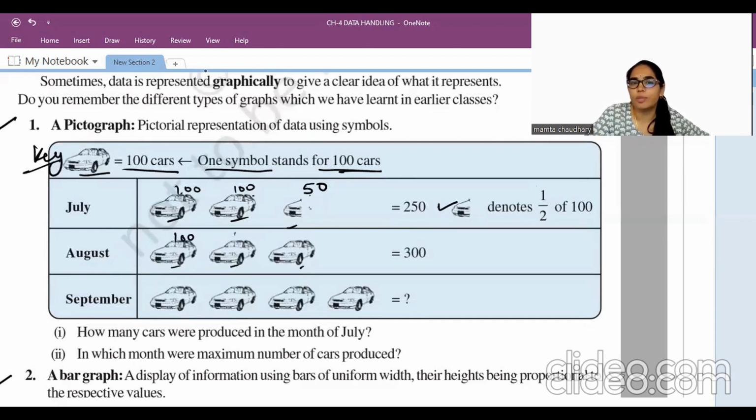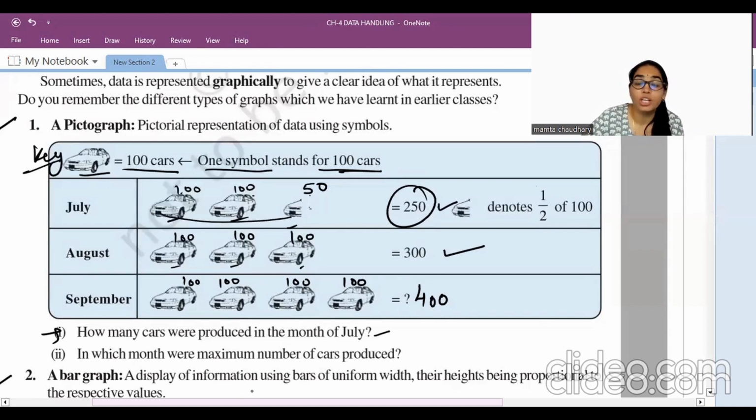Here 100 plus 100 plus 100, that is 300 cars. Here 100 plus 100 plus 100 plus 100, so how many cars? 400 cars, right? Very good. Now here you can see a few questions also, on the basis of the pictograph, for how you will interpret it. How many cars were produced in the month of July? 250. Absolutely correct. In which month were the maximum number of cars produced? Quickly. Yeah, absolutely correct. In the month of September, there are 400 cars.